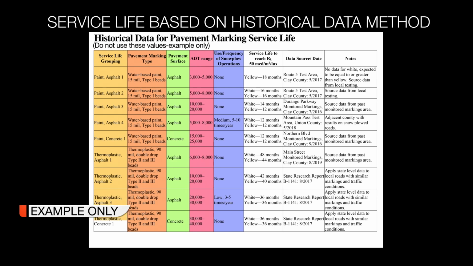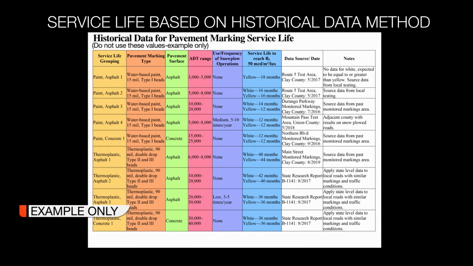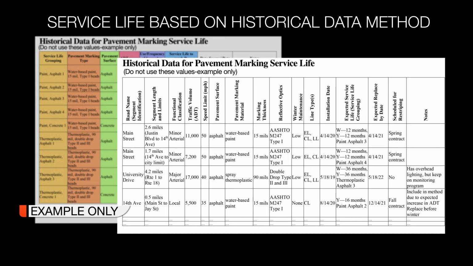Once the expected service life is determined for each group of markings based on their characteristics and local conditions, you can set a replacement date for each roadway depending on when the markings were installed. The goal is to replace markings before their retroreflectivity falls below the MUTCD minimum levels. With this method, agencies set the schedule based on the known service life of the particular markings.